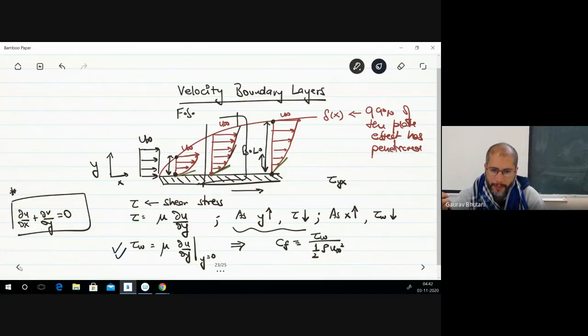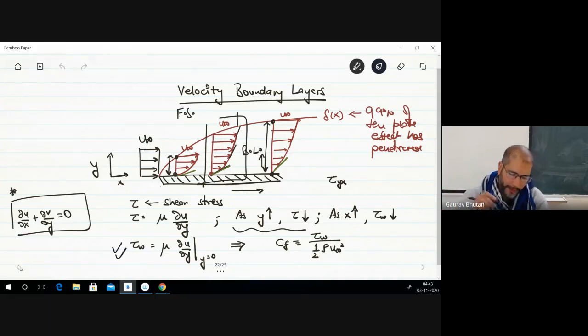Okay, and we also non-dimensionalize that by using a coefficient CF, which is the coefficient of friction, which is simply a non-dimensionalized wall shear stress. So it's important to understand how the wall shear stress varies as a function of x in this plate. Okay, a plate is a simple geometry. You can also have a curved geometry, but the ideas are very similar.